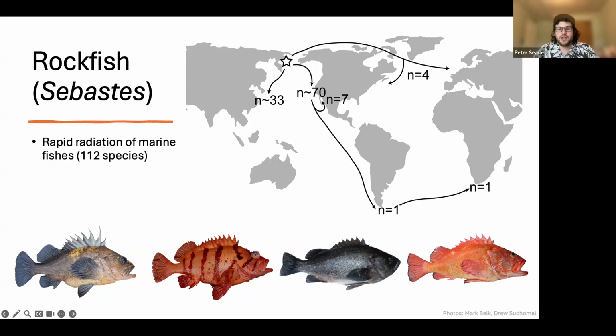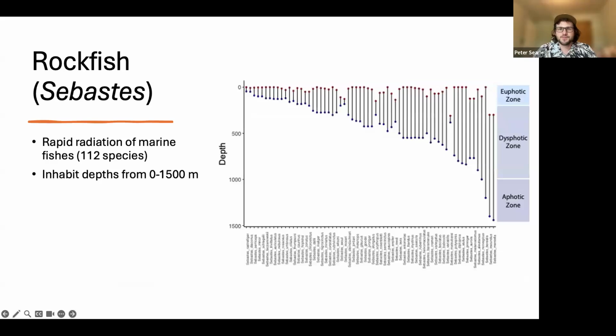Rockfish evolved anywhere from like 9 to 8 million years ago. They started up here by this star in the Northwest Pacific Ocean. And then you can see in this map that they underwent several different rapid expansions. And we had some that got into the North Atlantic and even some that made it into the South Atlantic. So they've spread throughout a bunch of different areas.